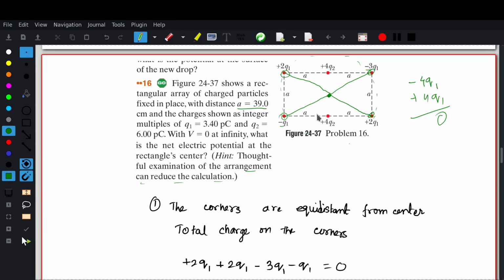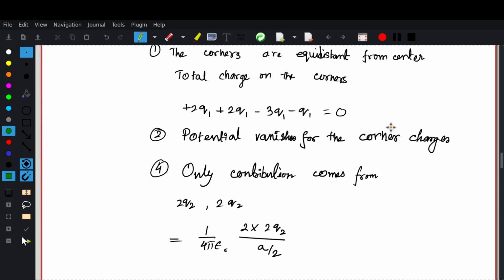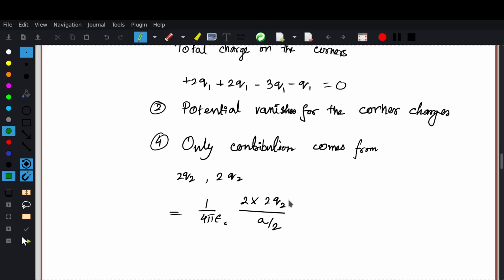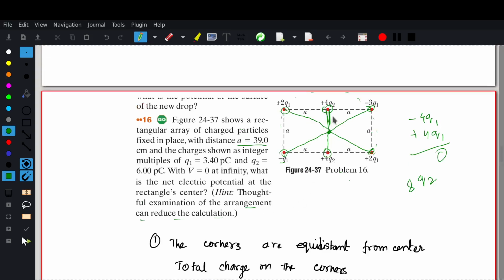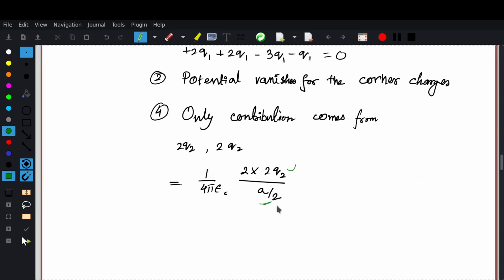So only the contribution, the non-vanishing charge. You see there is 4q and there is 4q, which is equidistant from here, but they don't cancel. They give you 8q2, right? So for only these 2 charges, you will have some potential. For these 2 charges, we plug in our potential formula, and we know the distance was a by 2, right? That is what we have plugged in, and this is how we obtain the potential. Very simple.